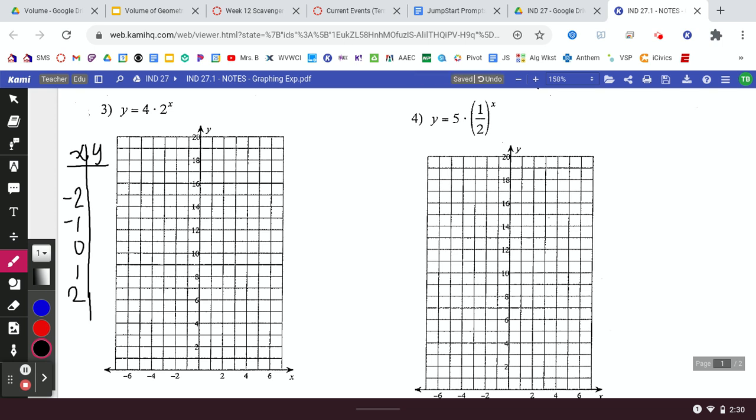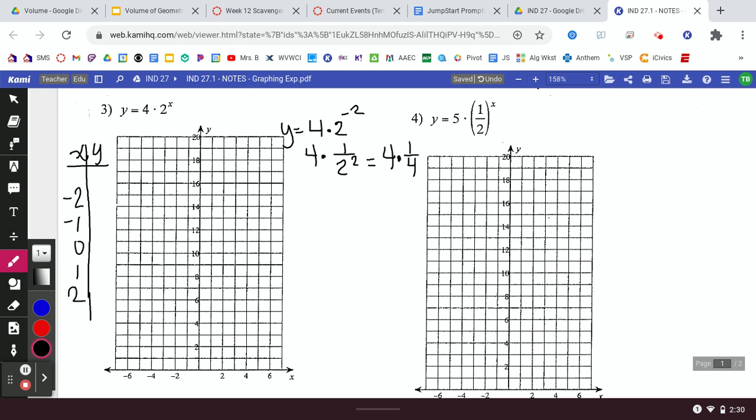Now, PEMDAS matters very much here, all right? So it's y equals 4 times 2 raised to the x. Well, here I'm going to put a -2 in for the x. Don't mess with the 4 times right now. That's multiplication. You always do exponents first. So 4 times, how do I deal with that -2? I flip it, and I still have that exponent, so it becomes 4 times 1/2 squared, which is 1/4.